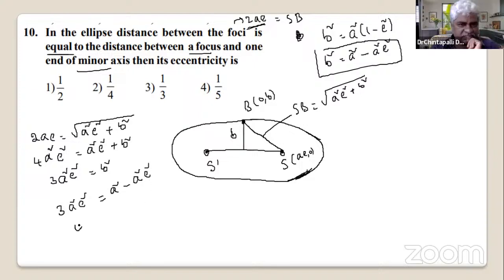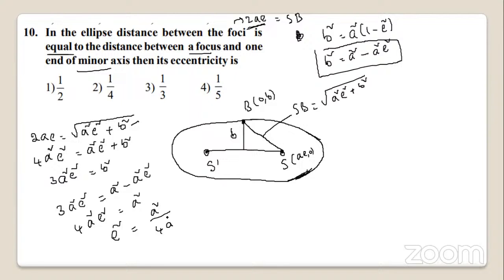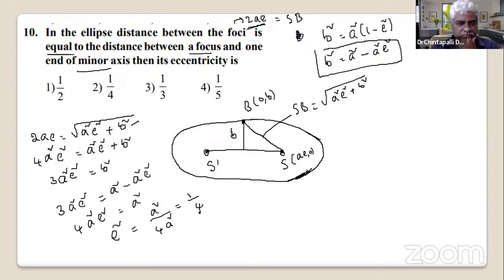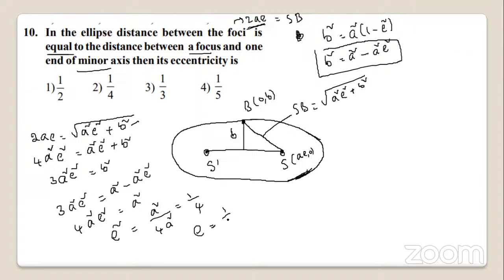3a square e square equals a square. We can get the answer simply. 4a square e square is equal to a square, so e square is equal to a square by 4a square. Agree? So it is equal to 1 by 4, so e is equal to 1 by 2. Option 1.